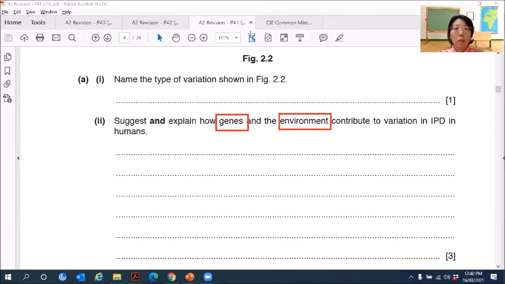So this one is your knowledge about VP equals VG plus VE, right? Remember, a variation in phenotype is due to variation in genotypes plus variation in environmental factors. So they're asking you to suggest and explain how these genes and environment contribute. So how does the gene contribute to the variation?